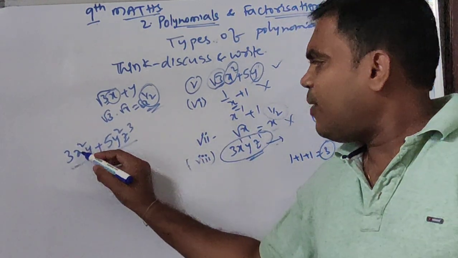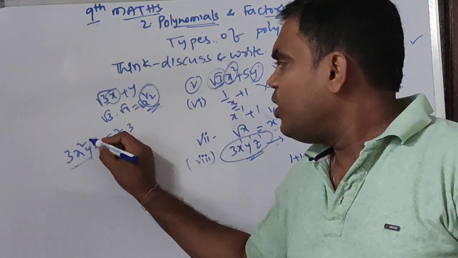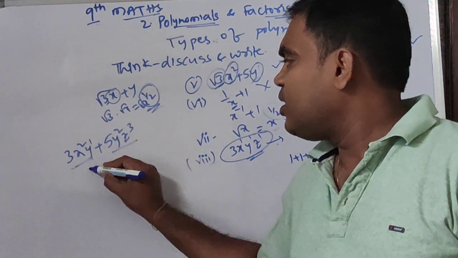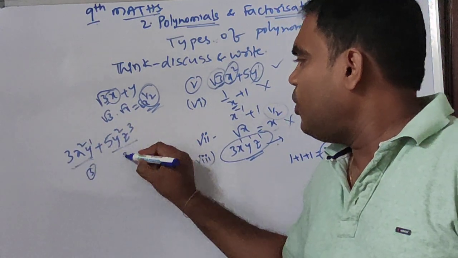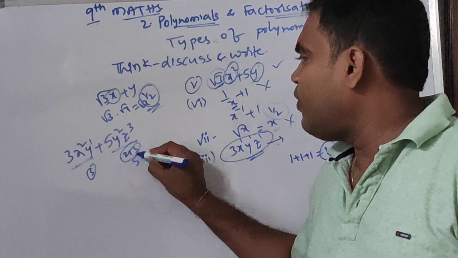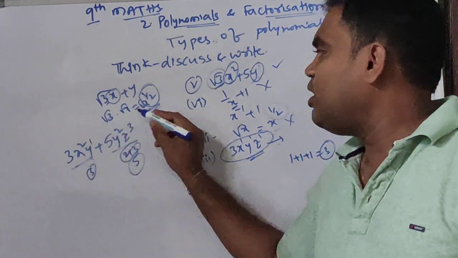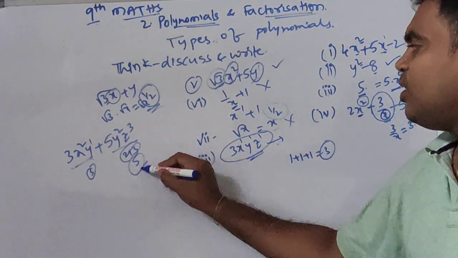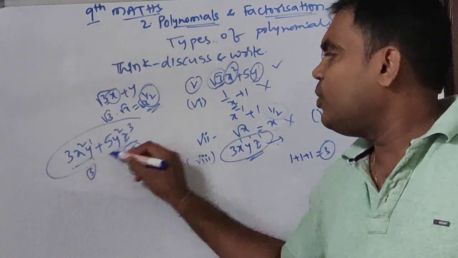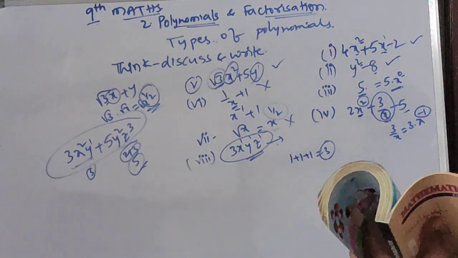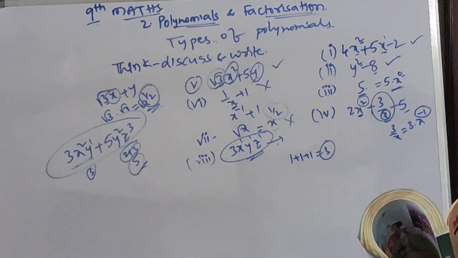So if we observe the powers, this is 2, nothing means 1. 2 plus 1, 3. 2 plus 3 equal to 5. So this is power 3, this is power 5, highest power 5. Overall the degree is equal to 5. Okay, so this is about the think and discuss.